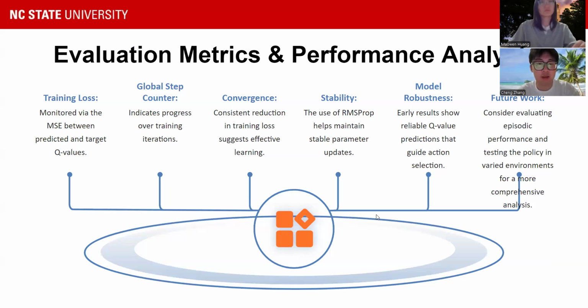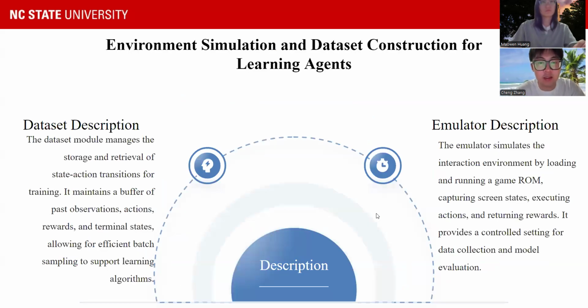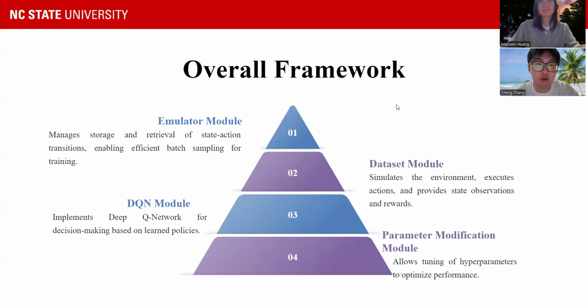Environment setup and data. The emulator loads games, ROMs, runs the game, accepts actions and returns rewards and images. The dataset module stores transitions like states, action, reward, and next state, and allows efficient sampling for training. Here's our overall framework. Here's how our system works. There are 4 parts to it: parameter module, emulator module, dataset module, and Deep Q network module.